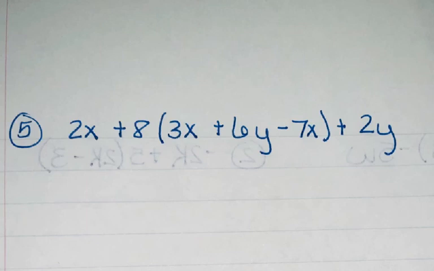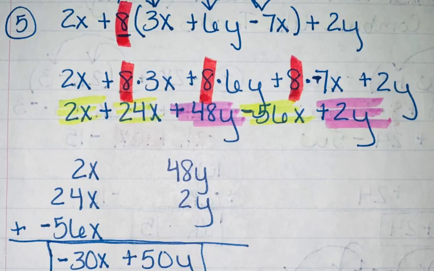Hopefully at this time you've worked problem 5 out. 2x plus 8 times 3x plus 6y minus 7x plus 2y. So let's see how you did. So what you probably should have recognized first, and you're going to notice I really utilize highlighters in math. It helps us. Okay, so what we should recognize is the 8 is what needs to be distributed, and you should recognize that it gets distributed 3 times. Okay, and then you multiply, so we end up with 2x plus 24x plus 48y plus minus 56x plus 2y.